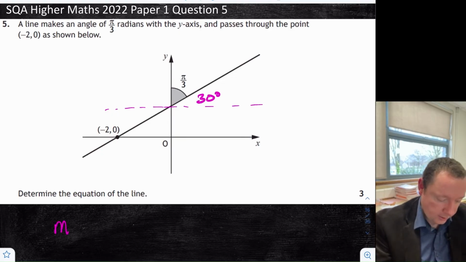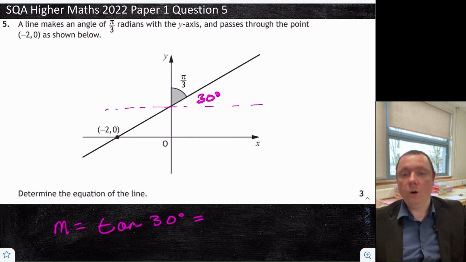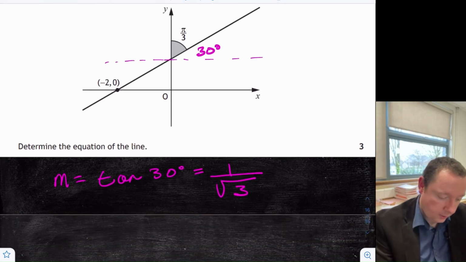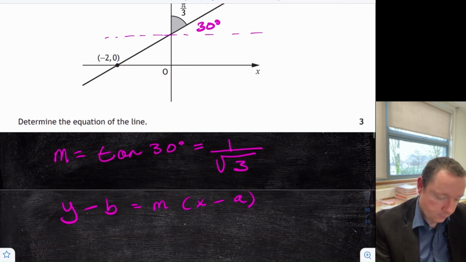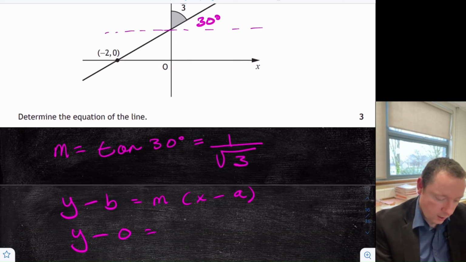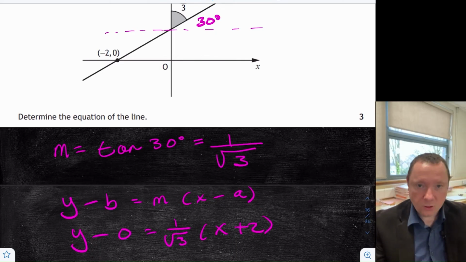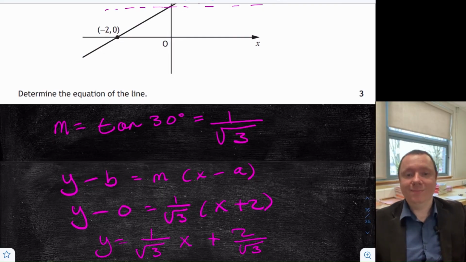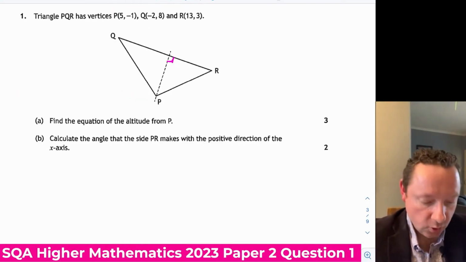So our gradient is equal to the tan of 30, which is 1 over root 3. And then we've already got a point, so y minus b equals m times x minus a. y minus 0 is 1 over root 3, x plus 2, minus minus 2. So y equals 1 over root 3 x plus 2 over root 3. And we're done there. Higher Maths 2023, paper 2, question 1.